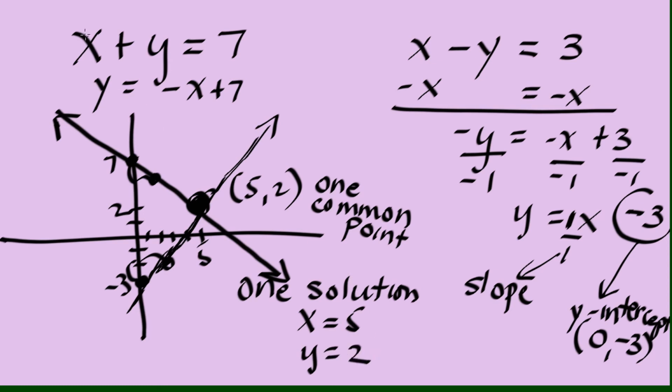Okay? And again, you can check. When you plug the 5 and 2 into the system of equations, the 5 and 2 satisfies the two equations. 5 plus 2 is 7, 5 minus 2 is 3. Okay? So we have one case when the lines intersect: get the point of intersection, because that will be your solution. Now, the second case is when the lines are parallel.